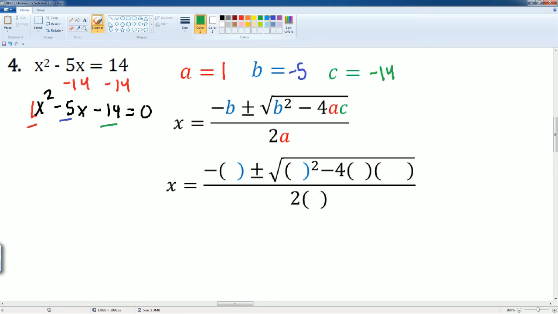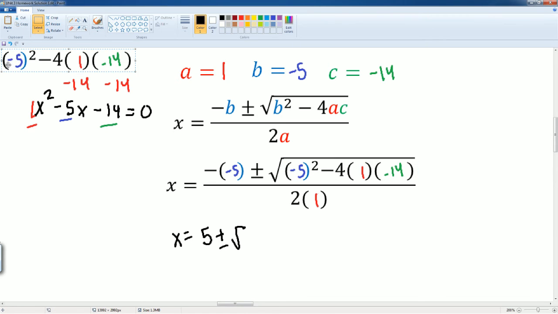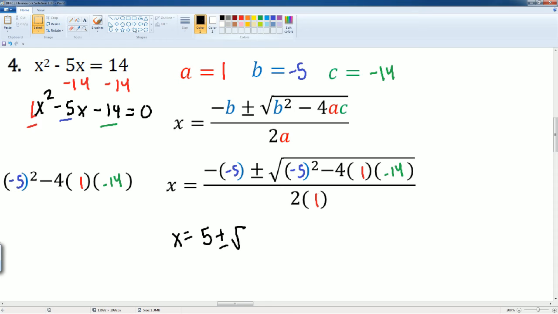Okay, so let's plug it in. Negative 5, negative 5, 1, 1, negative 14. There you go. So let's simplify it. X is equal to, that looks like a positive 5, plus and minus, radical something. So let's just grab this and do this on the side, like always. Negative 5 squared is 25. Add negative 4 times 1 times negative 14. Well, this is 25 plus, that looks like a negative 4 times negative 14.